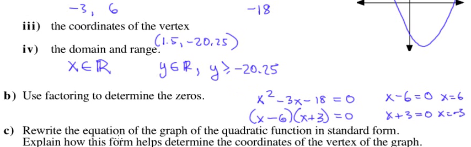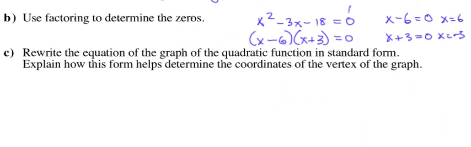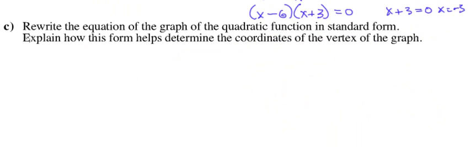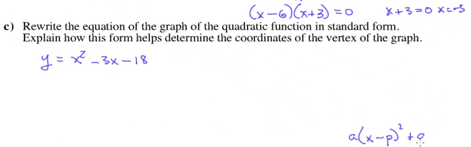Do you remember completing the square? That's how you take a quadratic and turn it into standard form. In other words, we've got y equals x squared minus 3x minus 18. And we want to get that into a form that looks like a (x minus p) squared plus q. Or if you learned (x minus h) squared plus k, that's the same thing.